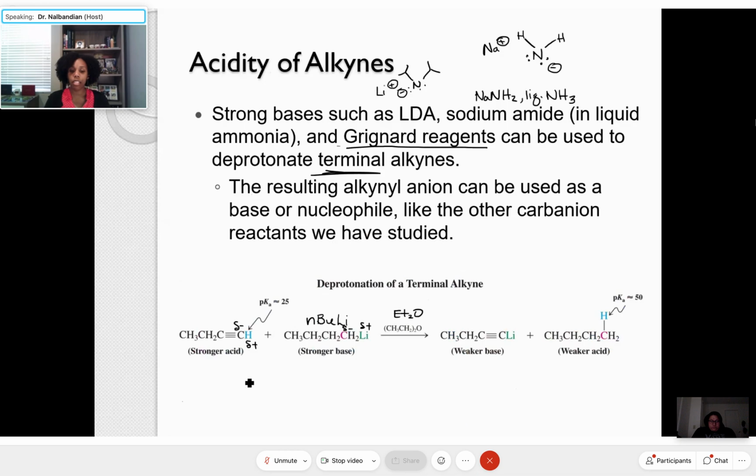So we can do an acid-base reaction. This is very reactive, and we form something more stable. Equilibrium lies on the side of the formation of the weaker acid. Here we get the weaker acid, which is just the alkane butane. And then we end up with an alkynyl anion. And we'll talk more about that next time.